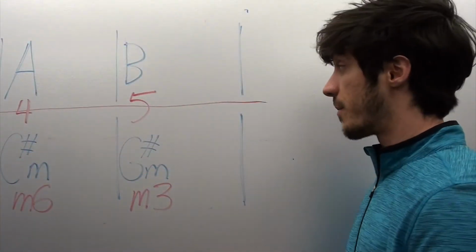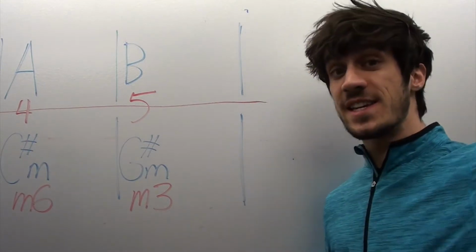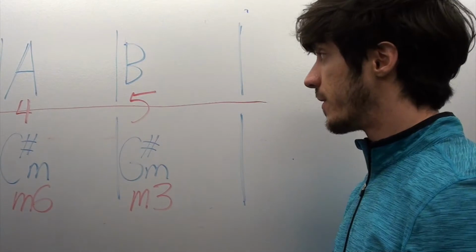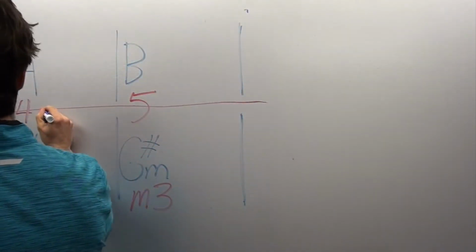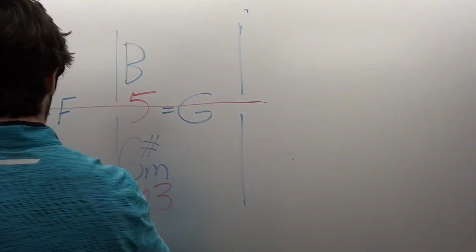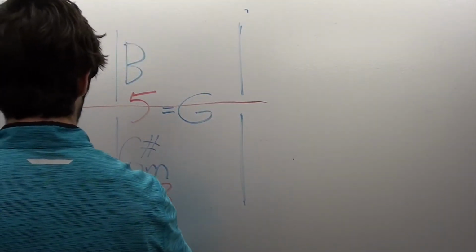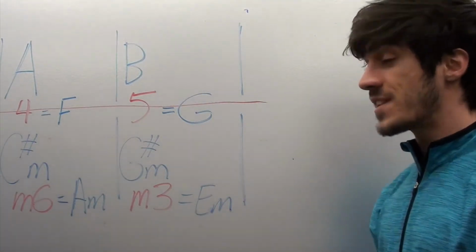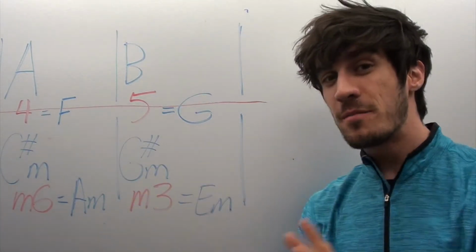Now that we have these numbers, we can move them into any key that we want. So let's say we want to write in C major, for example. Well then, once we know we're in C, and C is our 1, we know that 4 becomes our F, 5 becomes G, minor 6 becomes A minor, and minor 3 becomes E minor. We now have a brand new chord progression that doesn't sound identical to Charlie's, but it's similar.